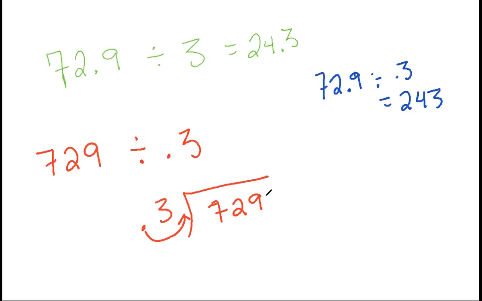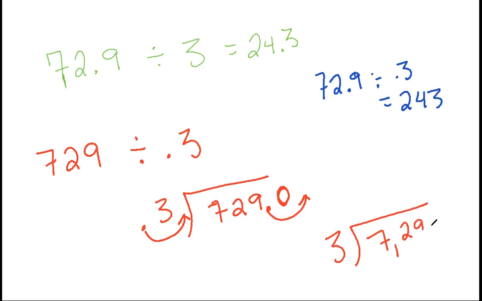You have to add the 0. Good. So there's always a decimal in every number, even if I don't write it. So if I don't see it, it has to be after the last number. So it's here. If I move my decimal to the right one time on the inside as well, what I'm doing is adding a 0. So it now becomes 3 into 7,290. So 729 divided by 0.3 is going to give me 2,430.